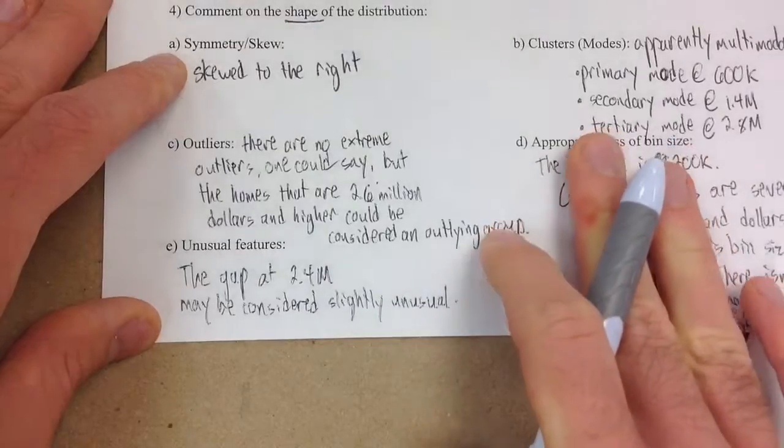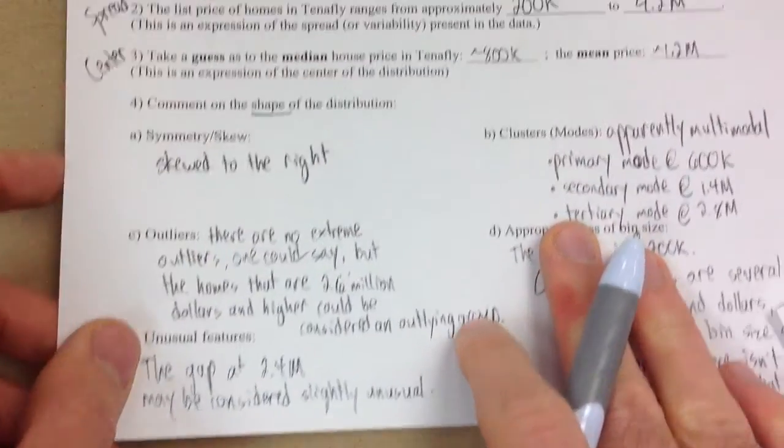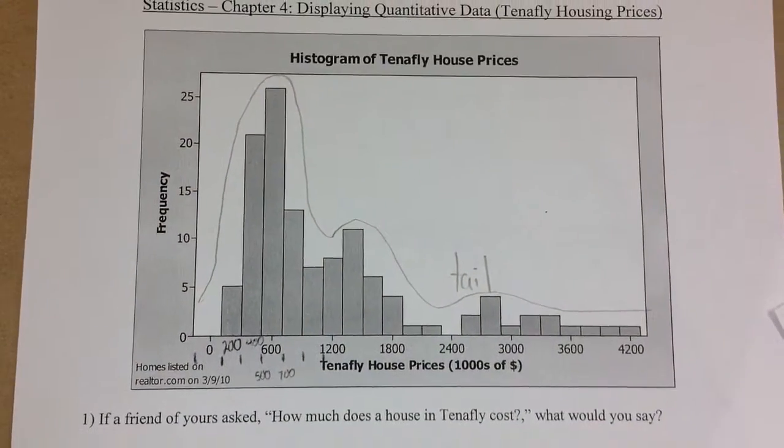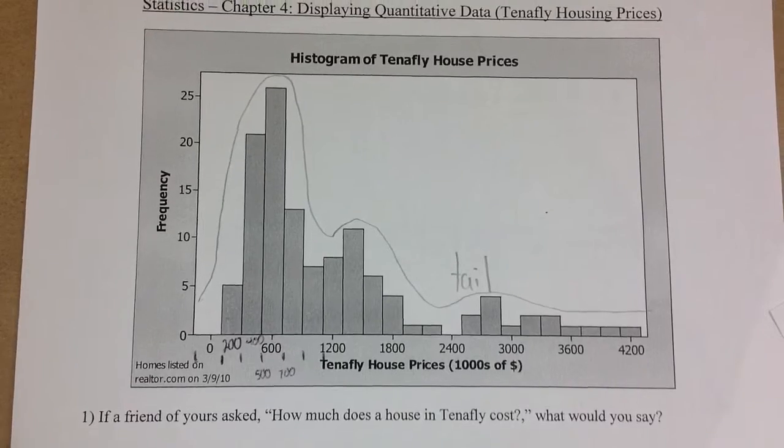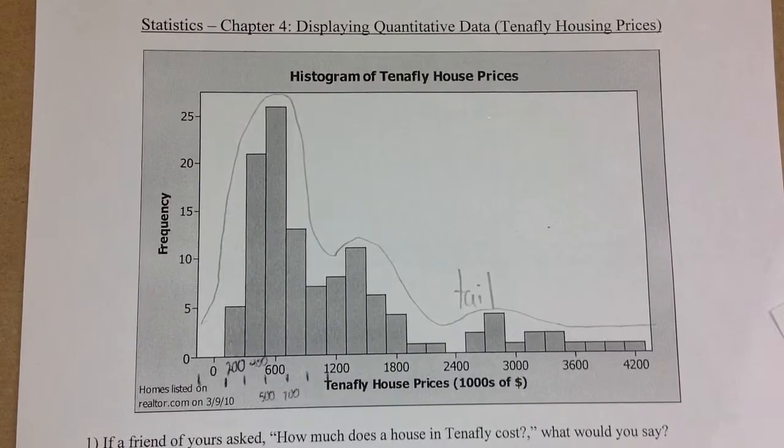Unusual is really up to you. It's really anything that is against your expectation. You could consider multimodality to be unusual, depending on what you're expecting. Okay? Or outliers, or skew. It's a subjective category. Any questions on commenting on quantitative data distribution, covering center, spread, shape?